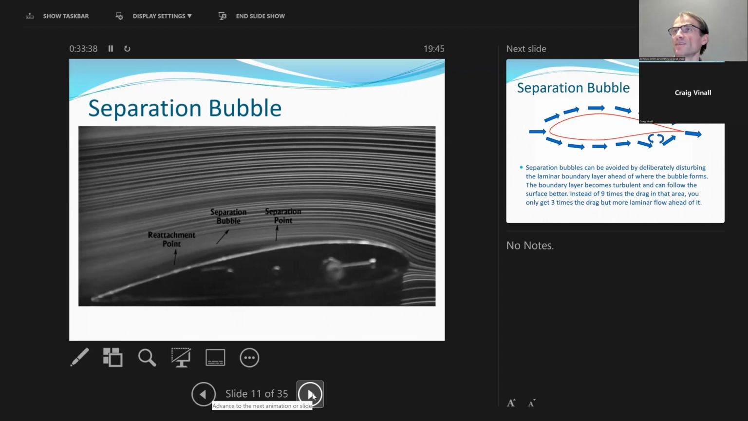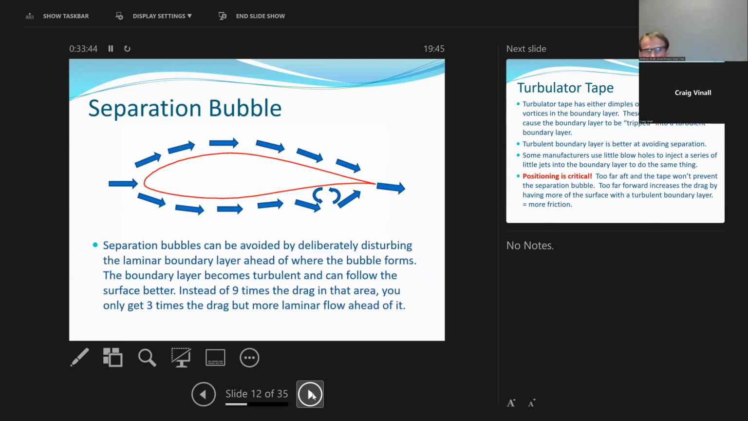But it is a case of just how severe, how bad is it? So the way that we can avoid separation bubbles is by deliberately tripping the laminar boundary layer to turbulent ahead of where the separation bubble forms. And we do that by using turbulator tape. The whole idea is that having the turbulent flow at only 3 times the drag of laminar flow is a whole lot better than having the separation bubble at 9 times the drag of laminar flow. So you're trading off a little bit of laminar flow, but you're avoiding the separation bubble.